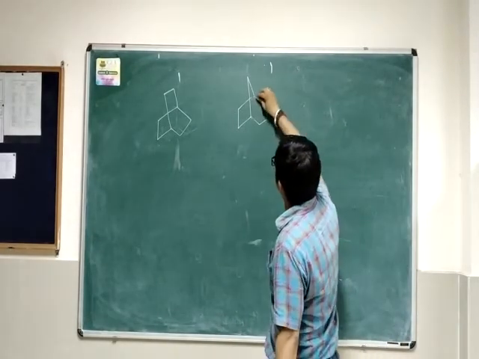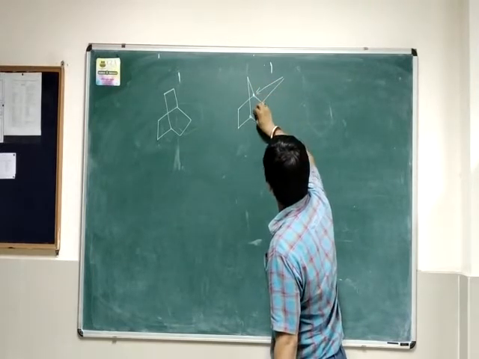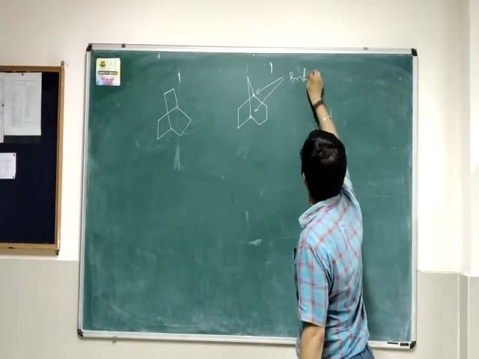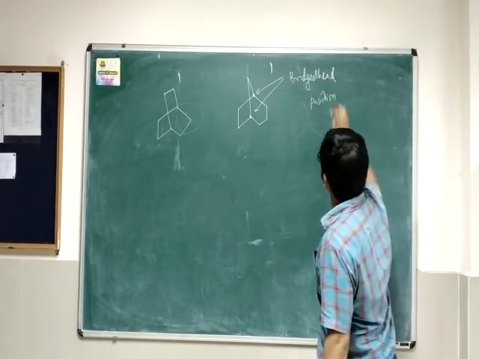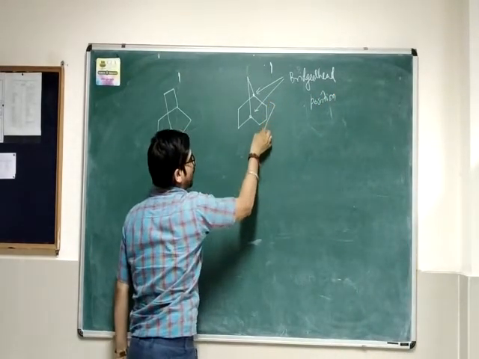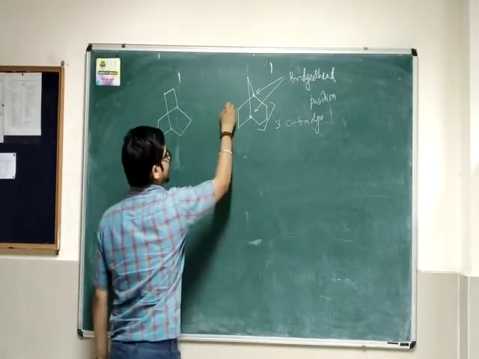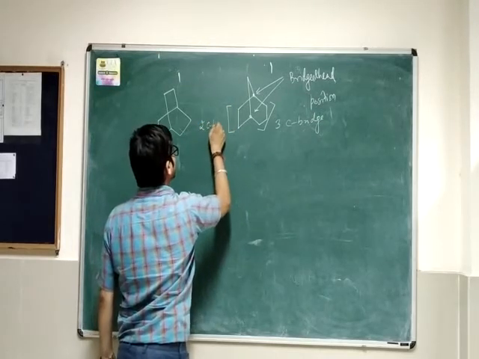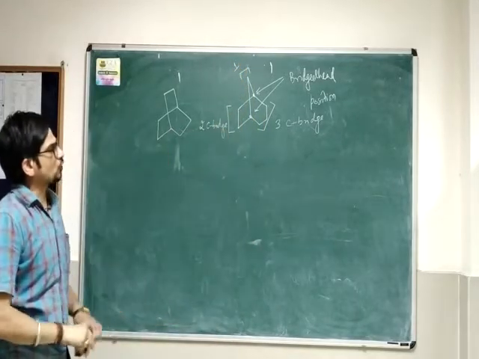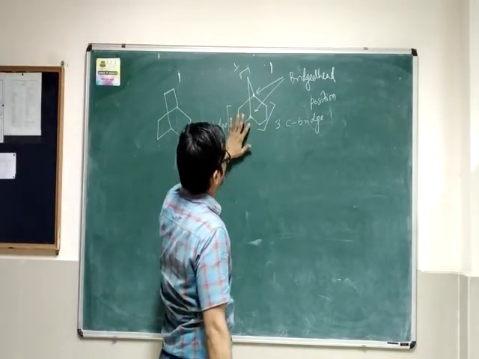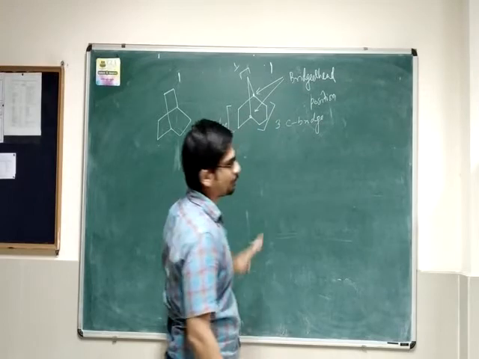Now in this you can see these two positions are bridge head positions. On one side of this bridge head we have a 3 carbon bridge. On the other side we have a 2 carbon bridge. And here we have a 1 carbon bridge. So overall we can say this molecule contains 3 bridges and 2 bridge head positions.